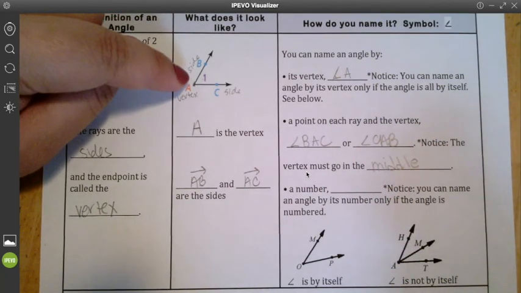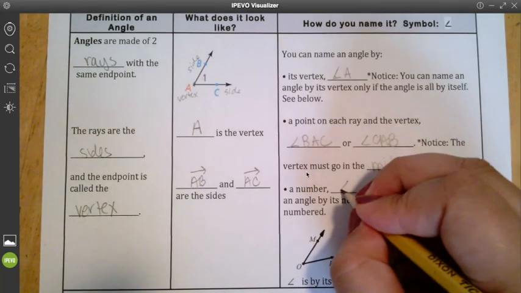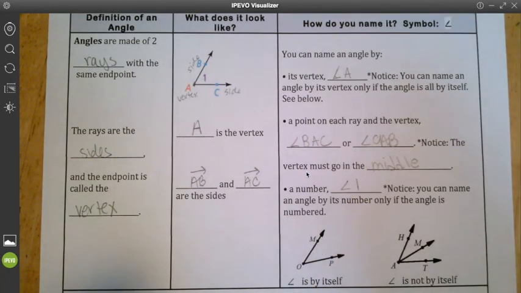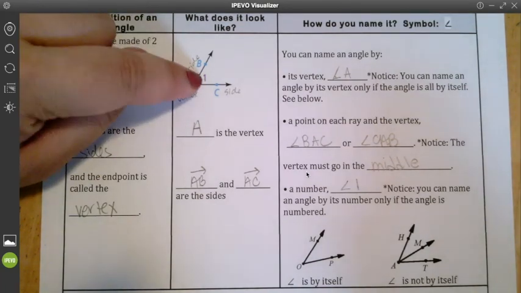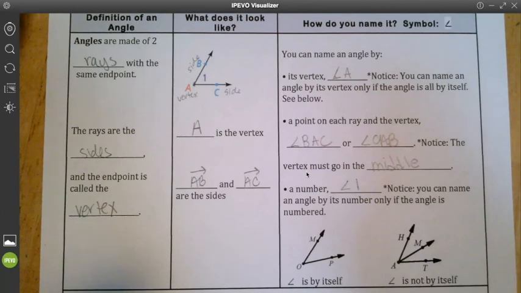The other way we can name this angle is, see how it has a little number 1 in the middle? So we can call it angle 1. Okay, but if there's not a little number 1, we can't call it angle 1. We have to number the angle before we can name it that way.